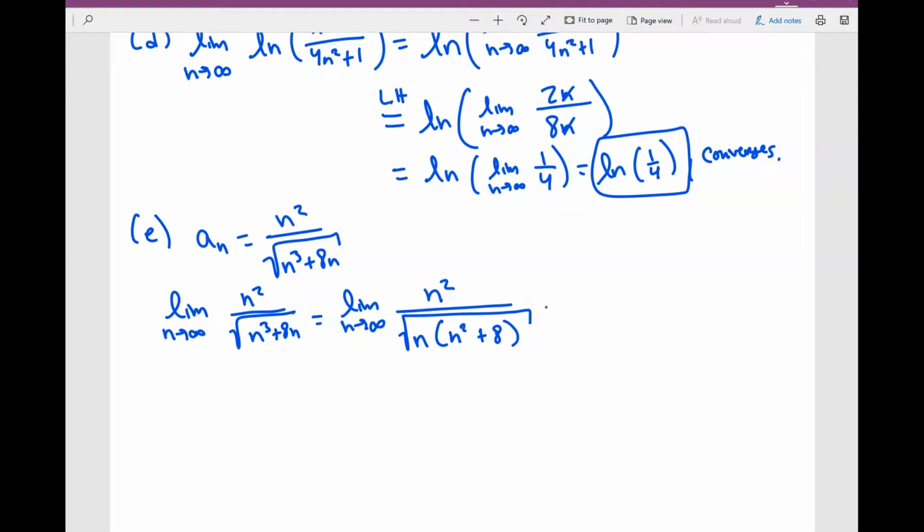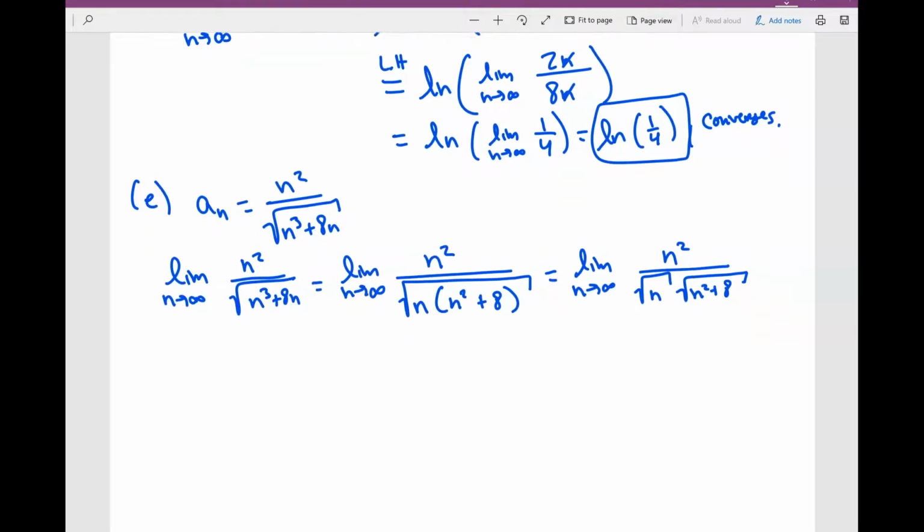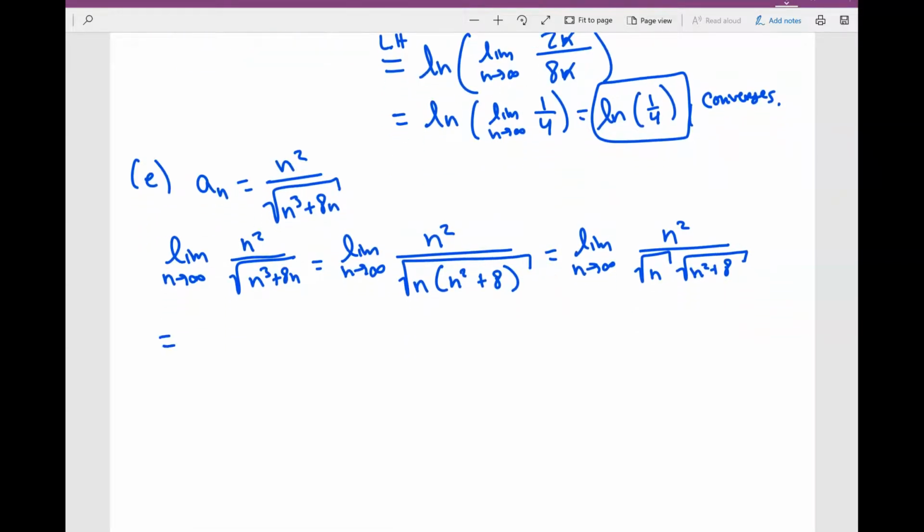Okay, and now what I'm going to do, I'm going to have the limit as n goes to infinity of n squared divided by, and now I'm going to break this up, square root of n, and then square root of n squared plus 8. Okay, now you're going to see why I'm doing this. So now I'm going to have the limit as n goes to infinity of n squared divided by, I can write this as n to the 1/2, and then the square root of n squared plus 8.